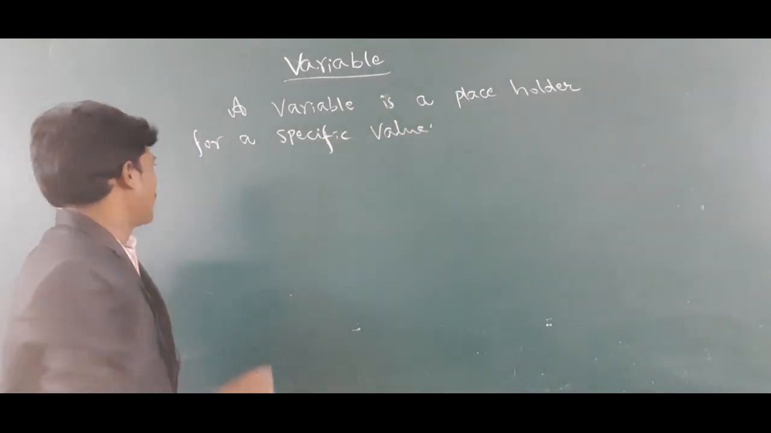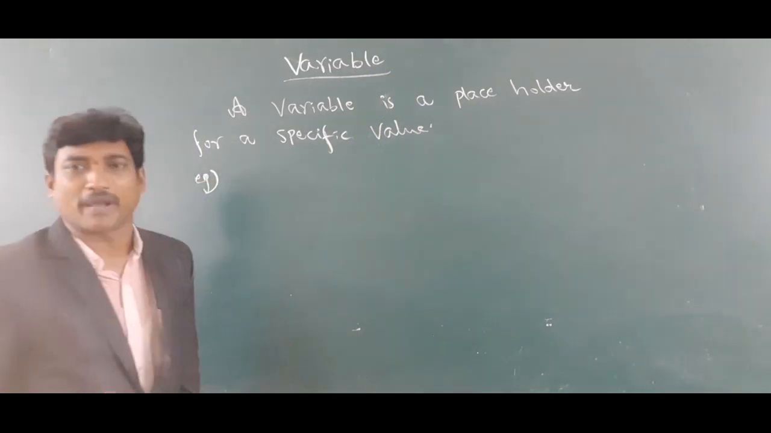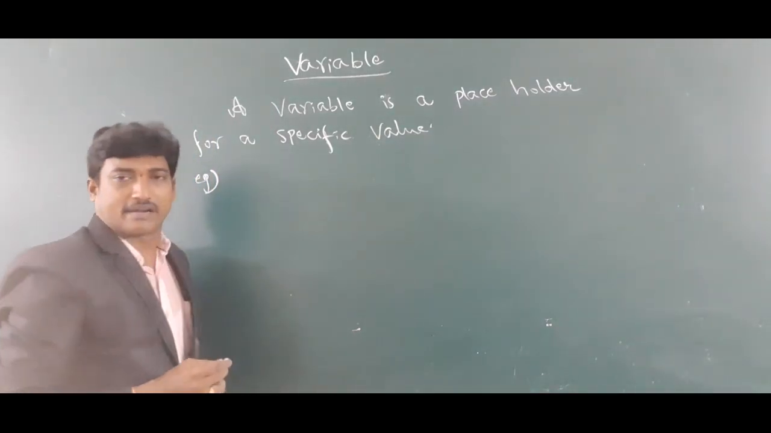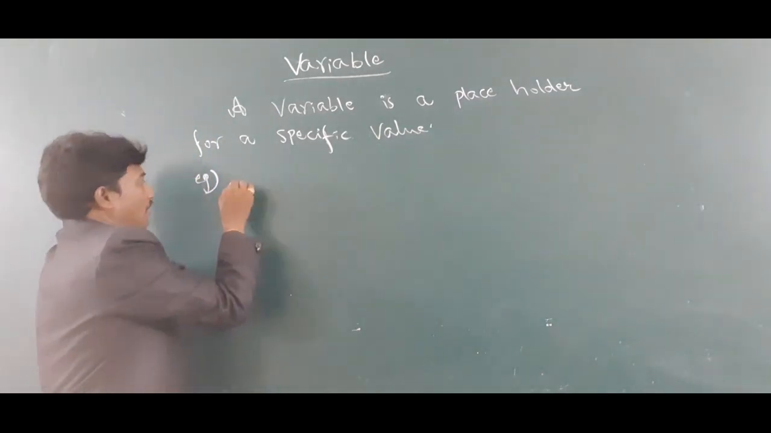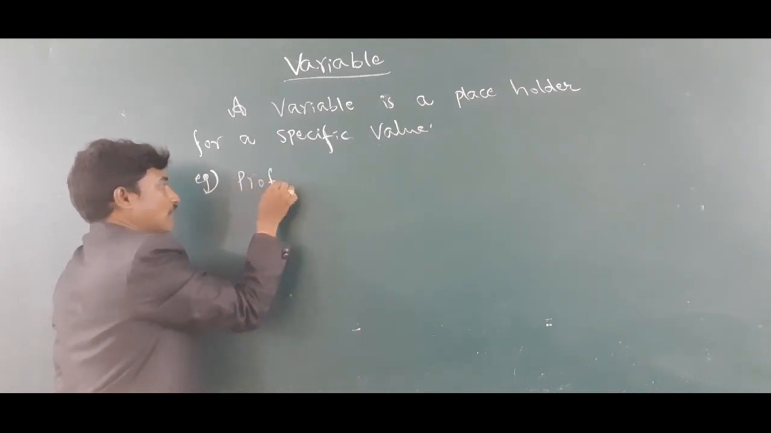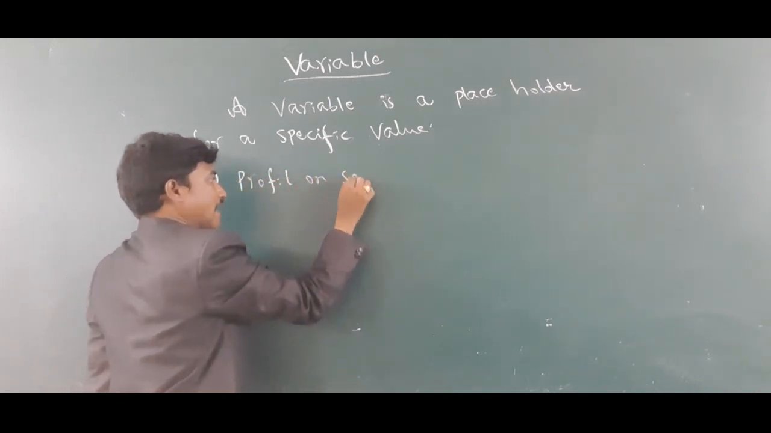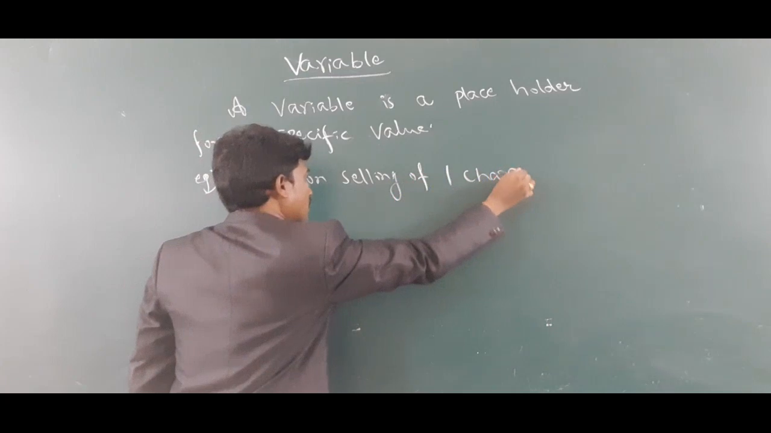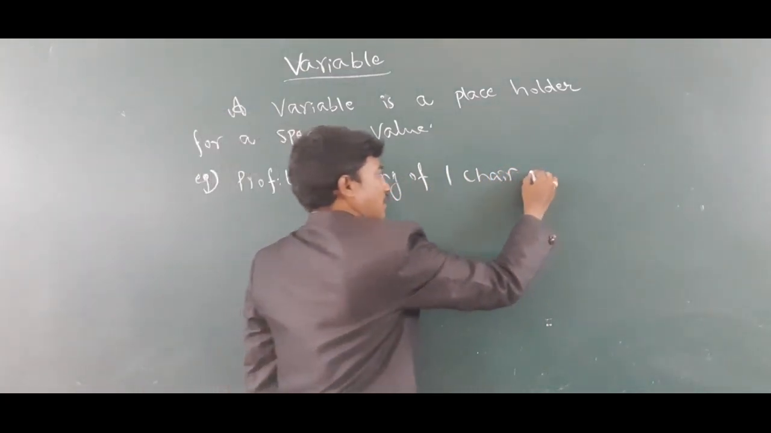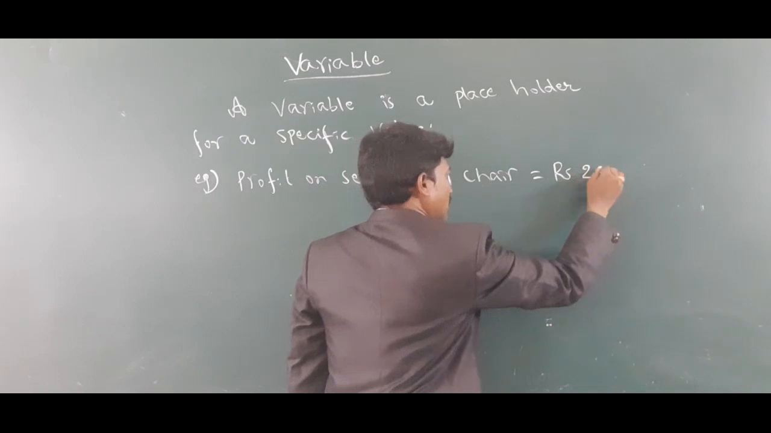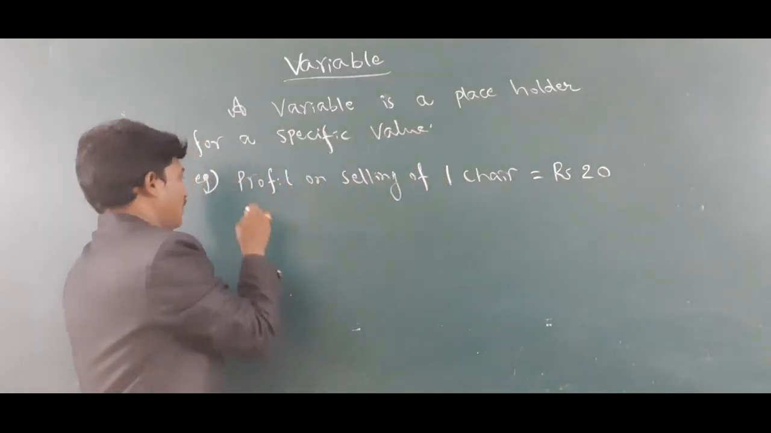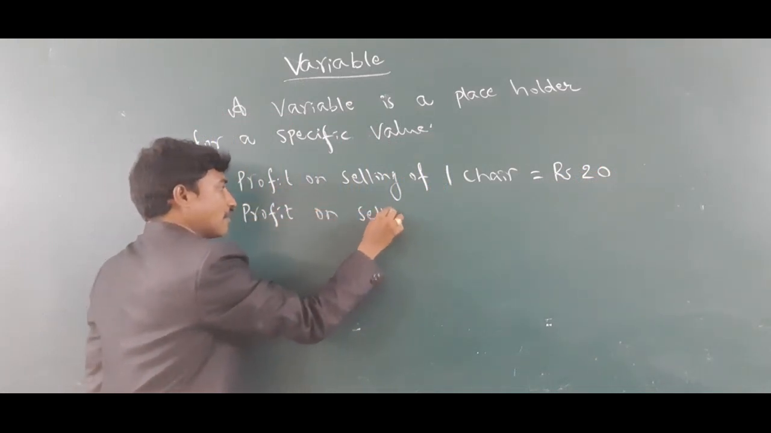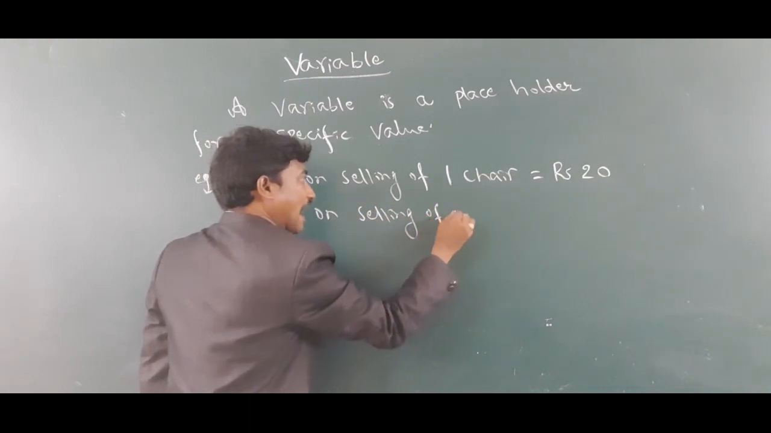Let us take one example. A shopkeeper sells some chairs and he gets some profit on each chair. Profit on selling of one chair is 20 rupees. Then we can write profit on selling of n chairs.